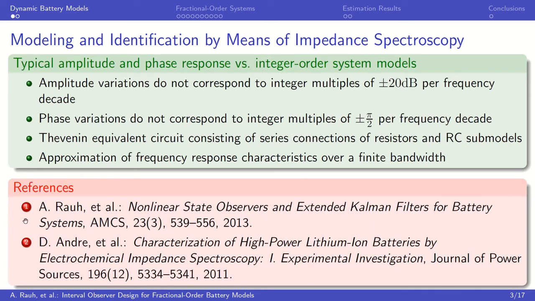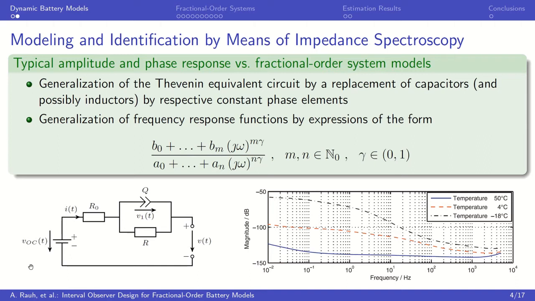Corresponding information about integer order models can be found in those two references, where the latter one is the one from which I had taken the graphs of the magnitude and phase response on the previous slides. Corresponding generalizations to fractional order system models account for a generalization of the frequency response characteristics by those expressions that you can see on this slide.